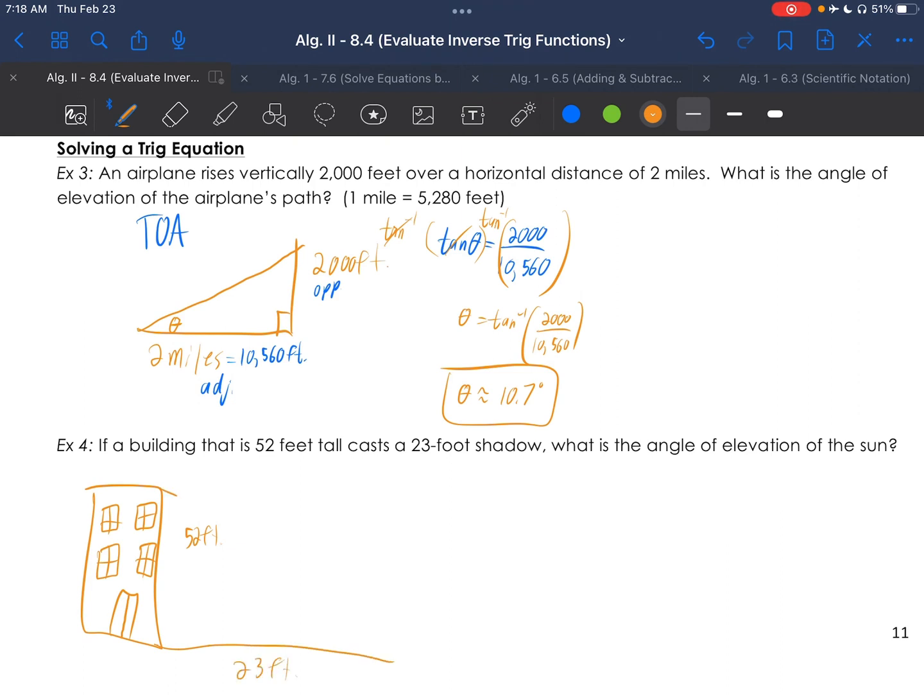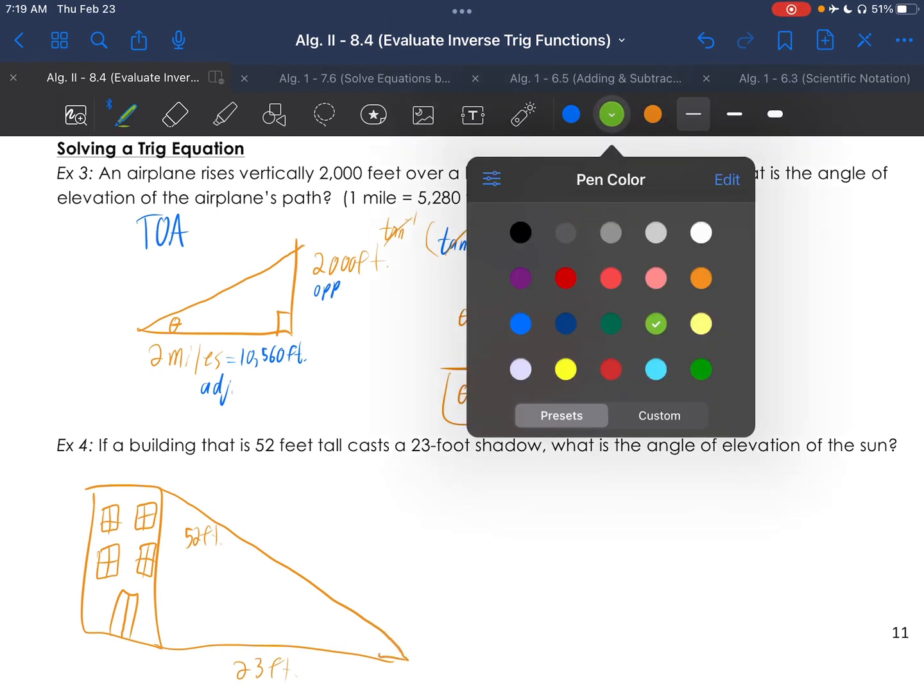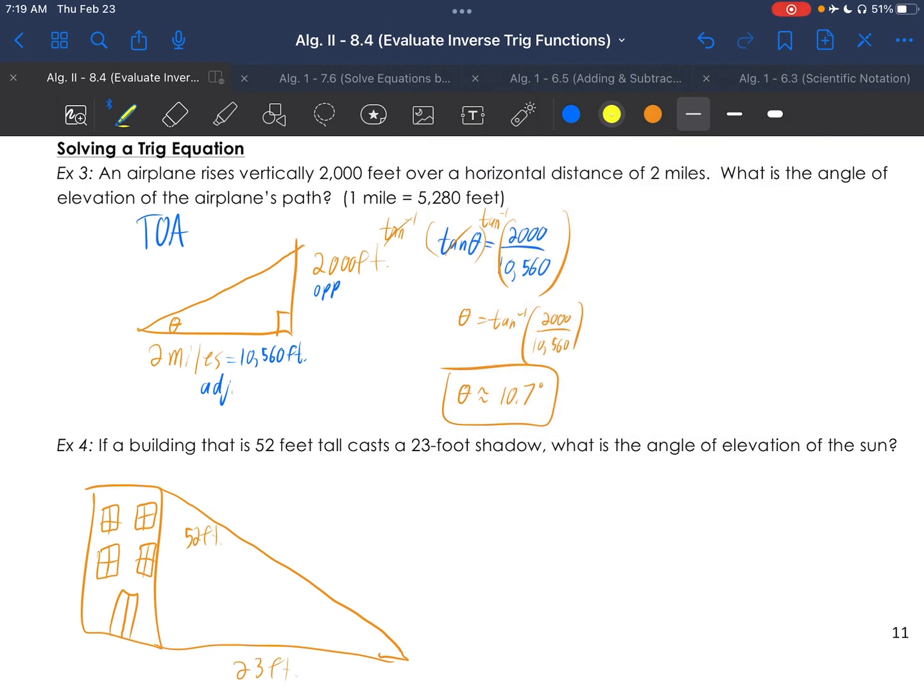We want to know the angle of elevation to the sun. So if it's casting the shadow this way, that means the sun would be up here somewhere. The yellow doesn't show up as well as I had hoped, but that's okay. The building would hopefully form a right angle with the ground. And we want to know the angle of elevation. The only angle of elevation we see here, from a horizontal going up, is right down there.